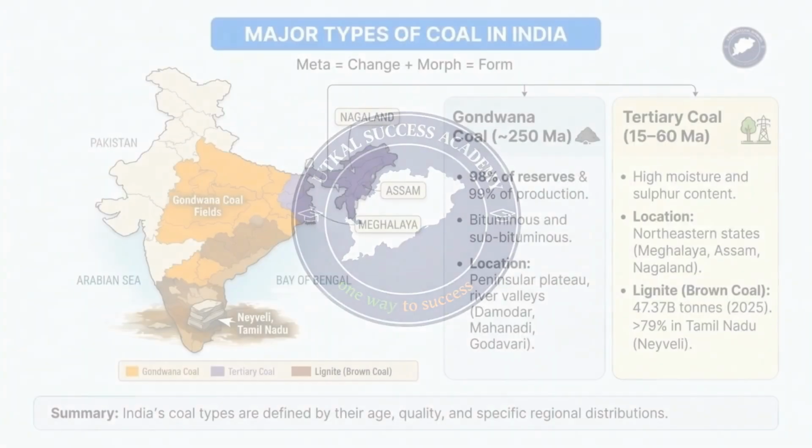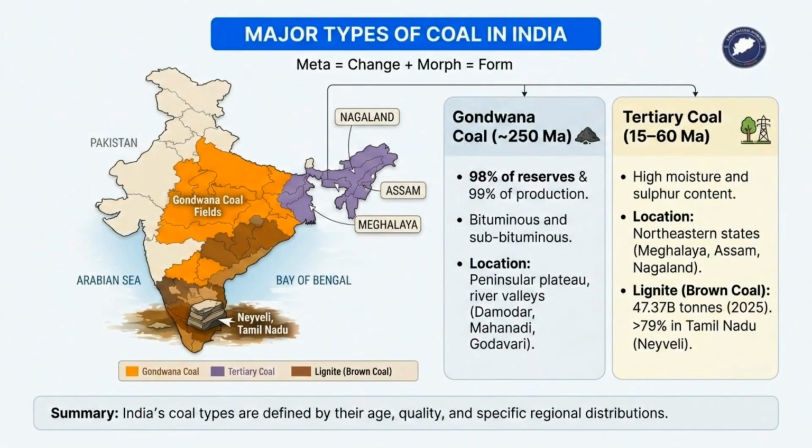Now, the next concept explains the types of coal in India. The image shows that most coal is Gondwana coal, found in peninsular regions like the Damodar Valley, while tertiary coal is found in northeastern states, such as Assam and Meghalaya. It also highlights lignite, brown coal, mainly present in Neyveli, Tamil Nadu.